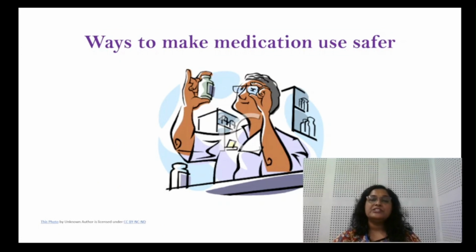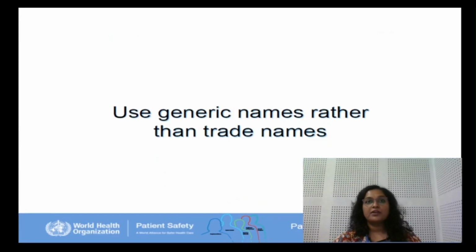We can make medication use safer in many ways, and it starts with knowing how and when medication errors occur. Use generic names of drugs while writing prescriptions or printing out prescriptions. For example, write amoxicillin and potassium clavulanate, metoprolol, carbamazepine, etc. instead of brand or trade names.